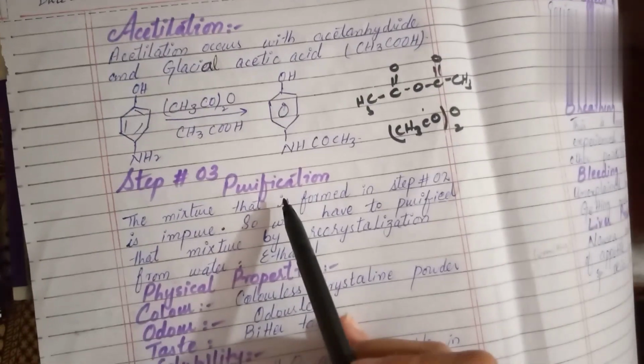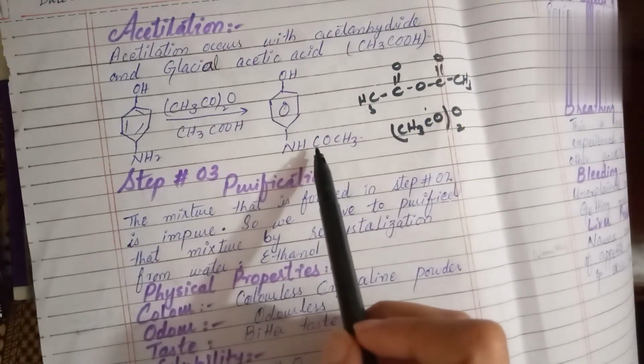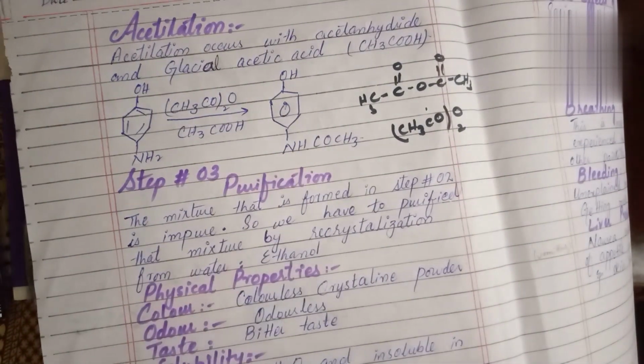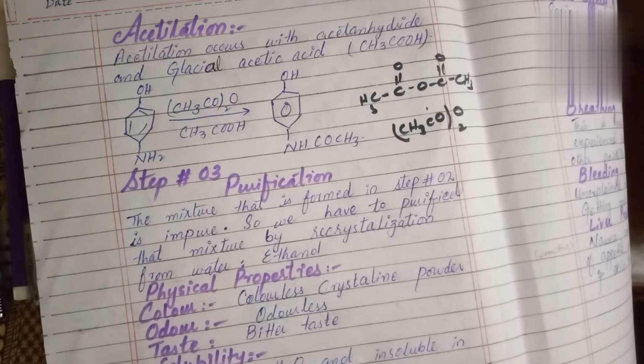So the last step is actually purification. The mixture, actually this is an impure paracetamol, and we are going to purify it from the mixture by recrystallization from water ratio ethanol. You know that ethanol is being used for recrystallization purpose, and water ratio ethanol is actually, like they said, that if there is 2% ethanol used along with 98% water, that is the ratio being used, and when it is being recrystallized, we are going to wash it with this alcohol ethanol and purify it.